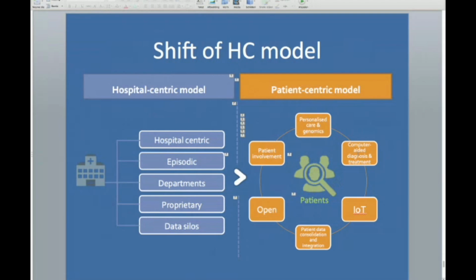The patient can use different types of services like mobile devices, Internet of Things, all the wearable devices. There's a possibility to use computer-aided diagnosis and treatment for each patient. There's a shift towards personalized care and genomics related to the genetic data of the patient. Patients are being involved. They can view their information, discuss it, and have questions about the reports they have access to. It's more open. We go to a more open system.